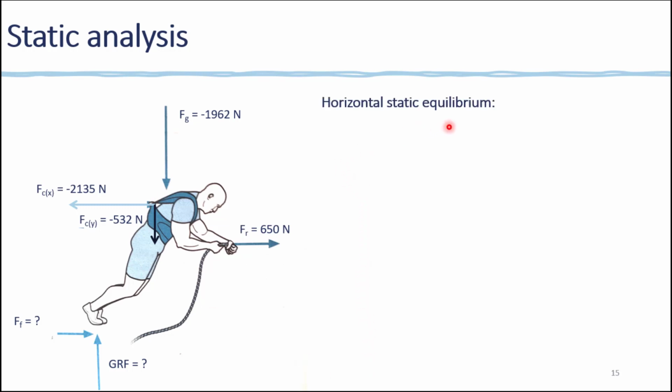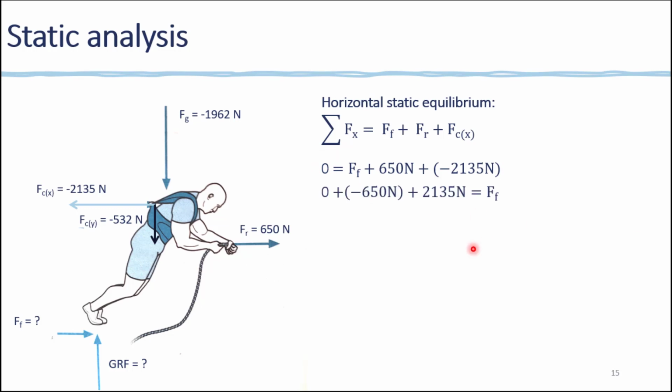So if we start with horizontal static equilibrium, we have the force of friction, right? This force down here, the horizontal component of the force from the cable, and the force from the rope. And if you just simply plug all of those into your static equilibrium equation, knowing that the sum is equal to 0, then you can isolate for the force of friction. So by doing that, you end up with a force of friction of 1,485 newtons in the forward direction.